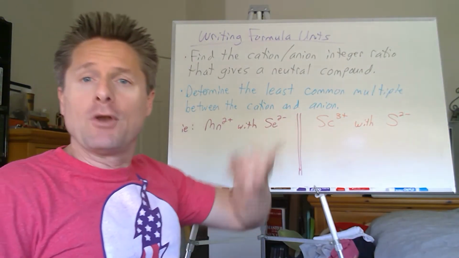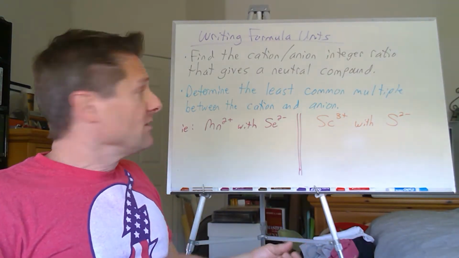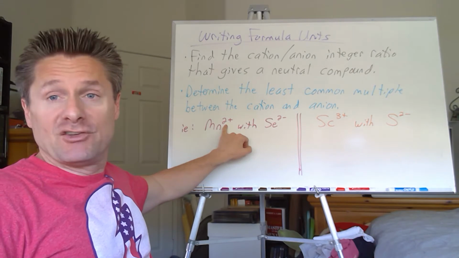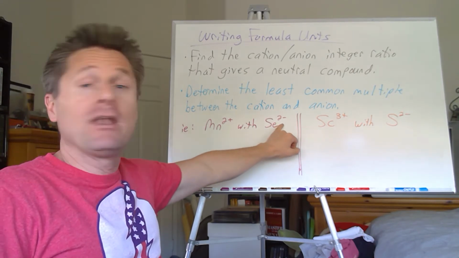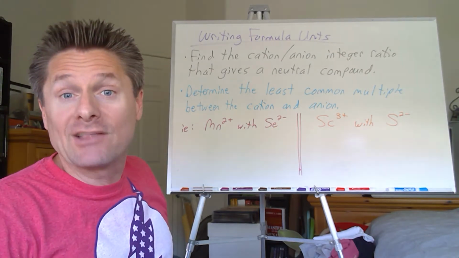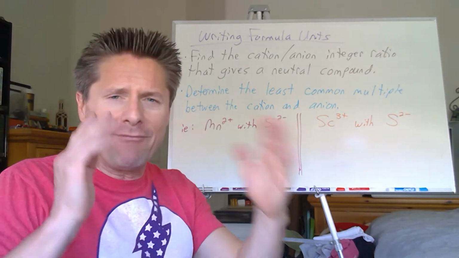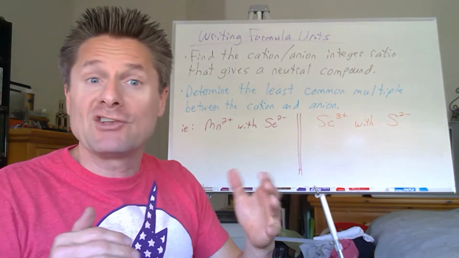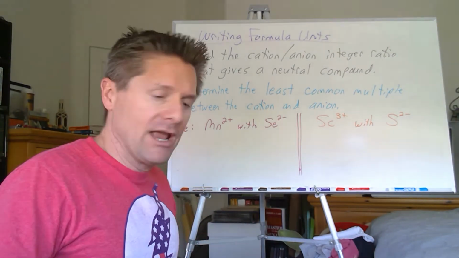Notice they're equal and opposite, right? So the lowest common multiple is 2. Right, so to get a +2, I need 1 manganese. To get a -2, I need 1 selenium or selenide ion. So that would be a 1-to-1 ratio. Whenever they're equal and opposite, +3 -3, +1 -1, +2 -2, they go together in a 1-to-1 ratio.